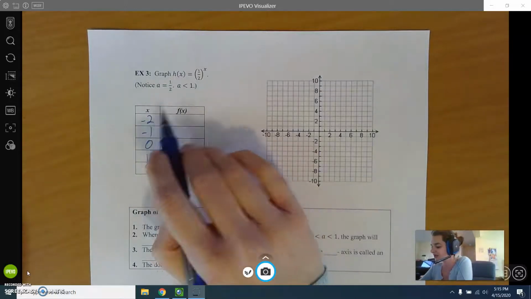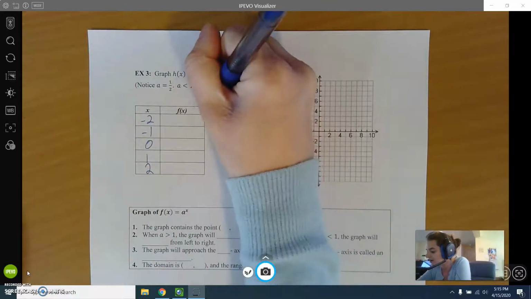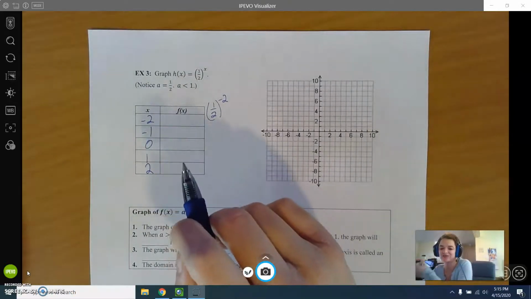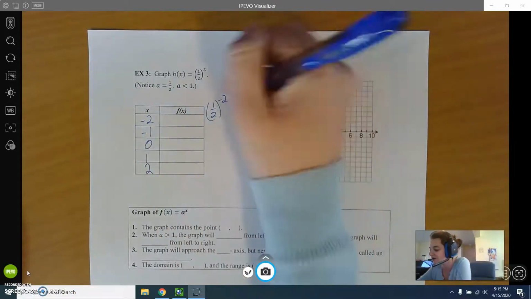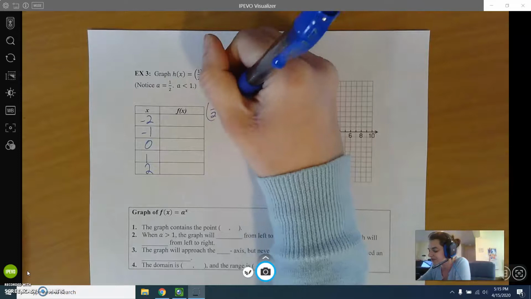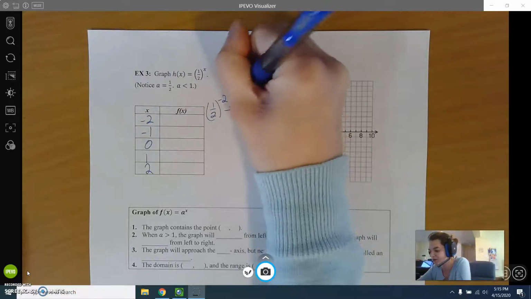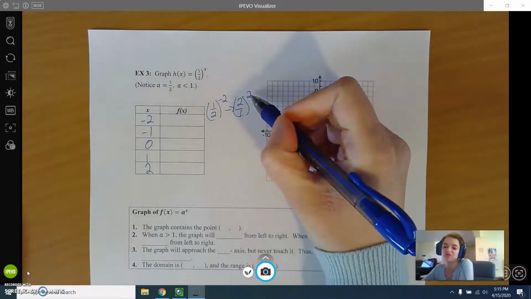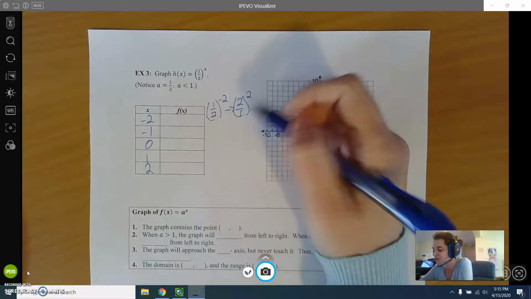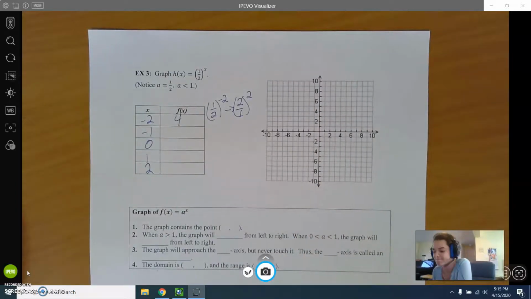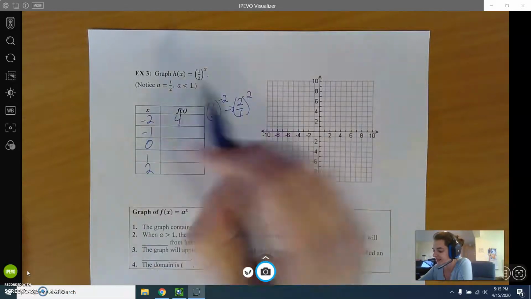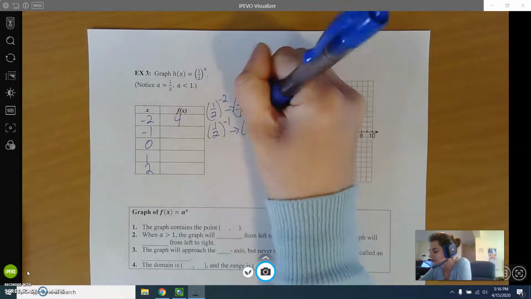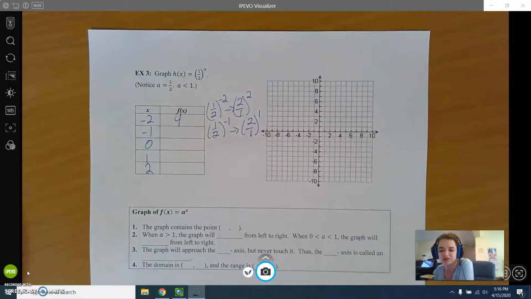So if x is -2, then I would have 1/2 raised to the -2nd power. Remember, those negatives basically flip your numerator and denominator, right? So 1/2 raised to the -2nd, that's the same thing as 2 over 1 raised to the +2nd. So that would be 2 squared, which would be 4, over 1, which is 4. Okay? If x is -1, that would be 1/2 raised to the negative first power, which would be 2 over 1 raised to the first, which would just be 2.